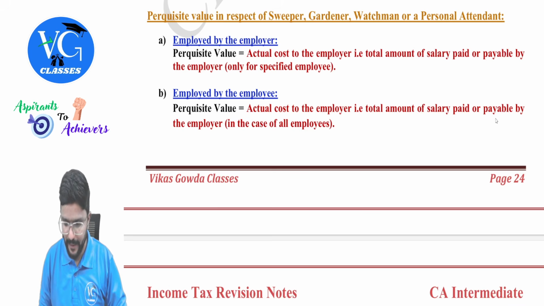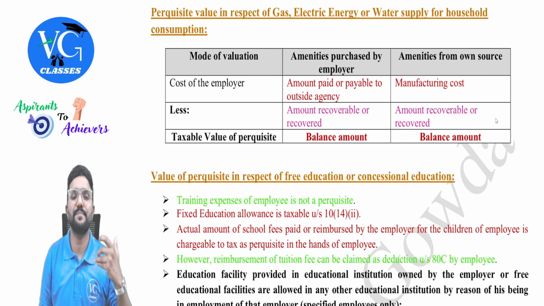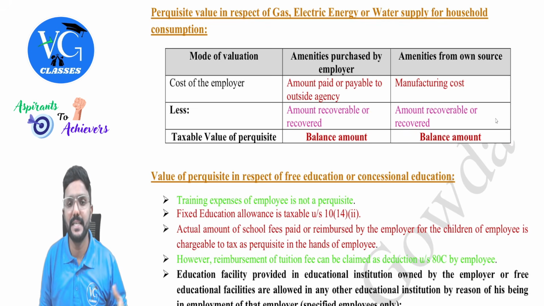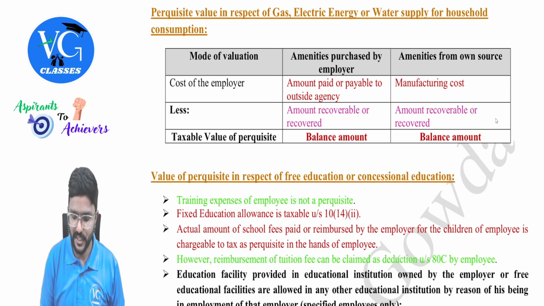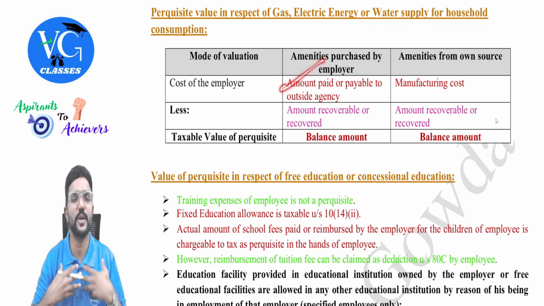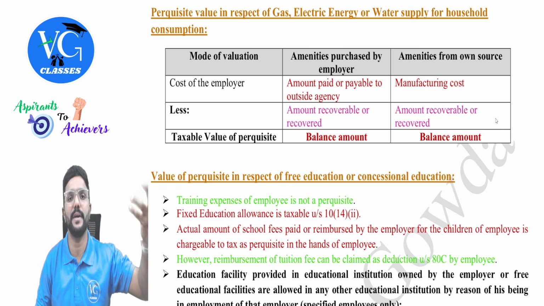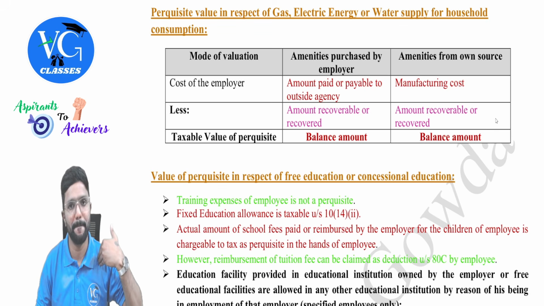Okay, so next one. Perquisite value in respect of gas, electric energy or electricity, or water supply for household consumption. First check whether it is purchased by the employer or provided from own source. If it is purchased by the employer, whatever is the cost to the employer will be taxable as perquisite. For example, assume my electricity bill is paid by my employer. Whatever electricity bill of my house is paid by the employer will be taxable as perquisite for me.